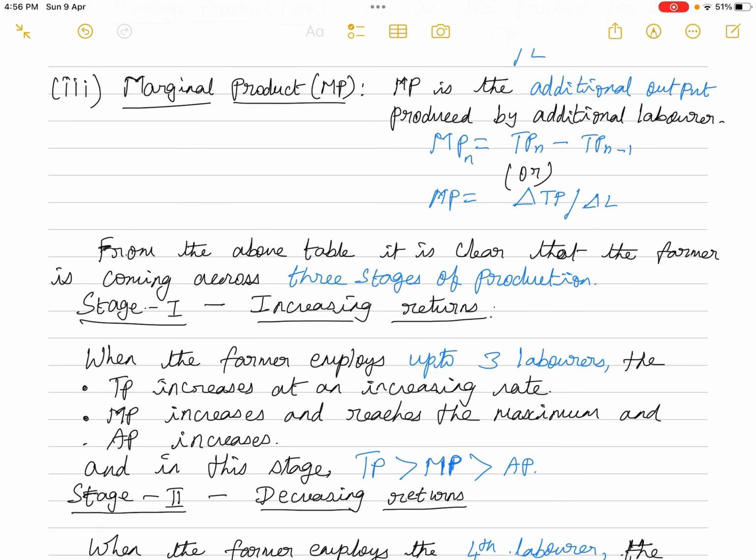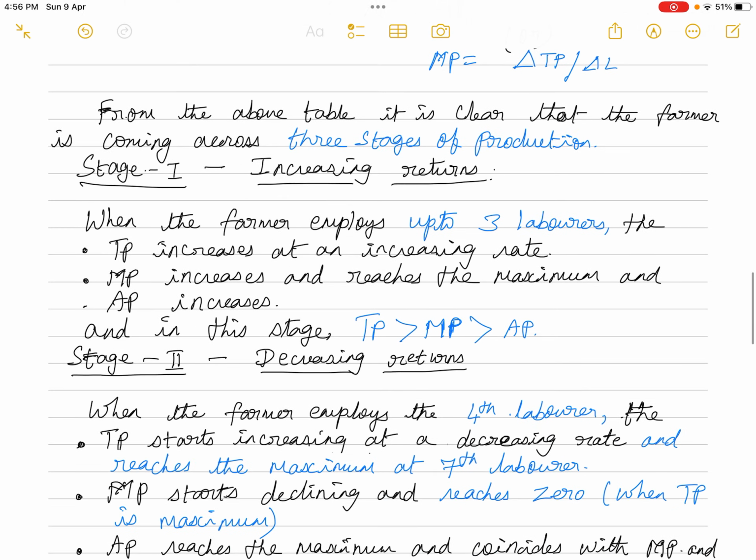Okay. So you have to write the table and you have to explain the concepts of total product, average product and marginal product. From the above table, it is clear that the farmer is coming across 3 stages of production. Whatever I have explained is mentioned in the words. When the farmer employs up to 3 laborers, the total product is increasing at an increasing rate. That's why the marginal product is increasing.